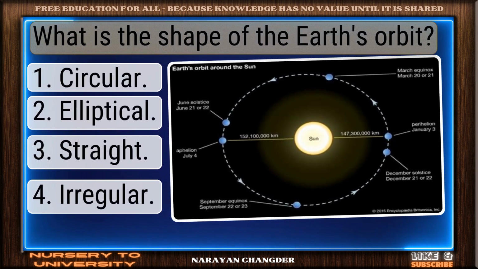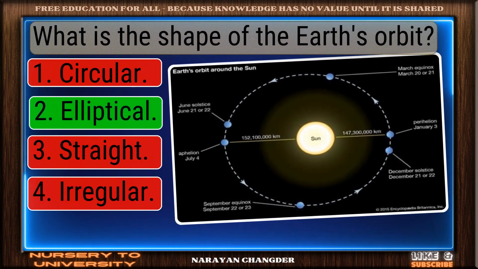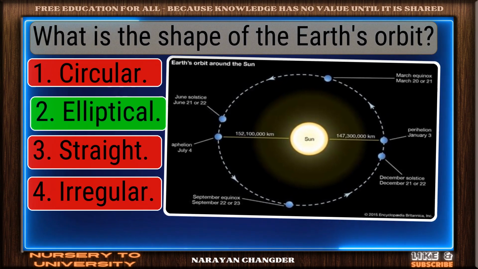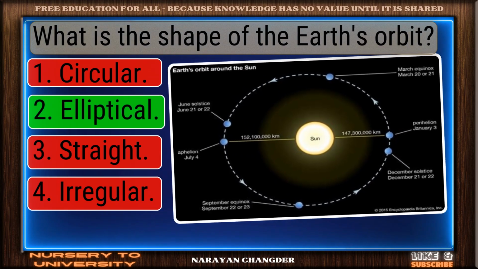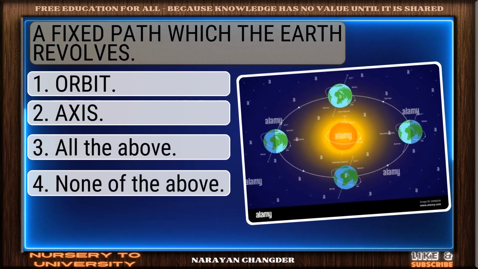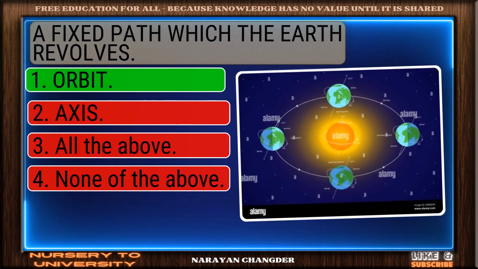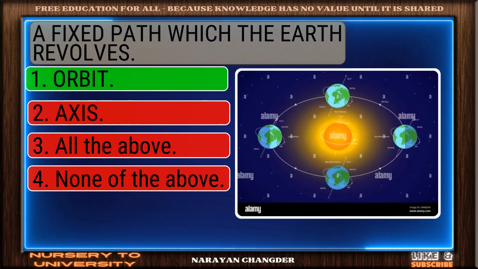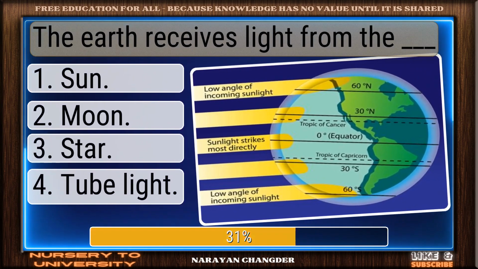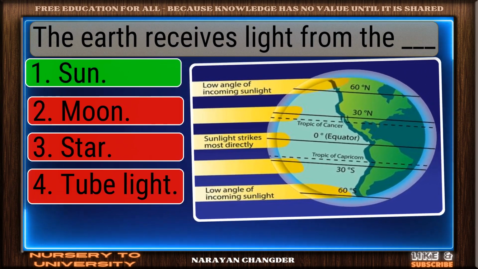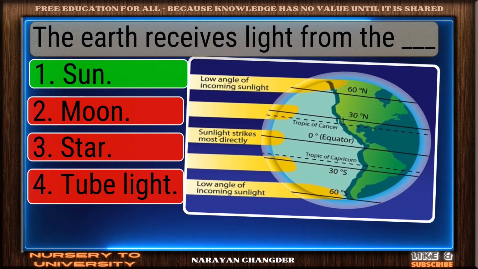What is the shape of the Earth's orbit? Clear logic. Your choice elliptical is sound and 100% true. A fixed path which the Earth revolves. Perfect. Orbit is the correct choice. The Earth receives light from the dash. You're right. Sun is the correct answer.